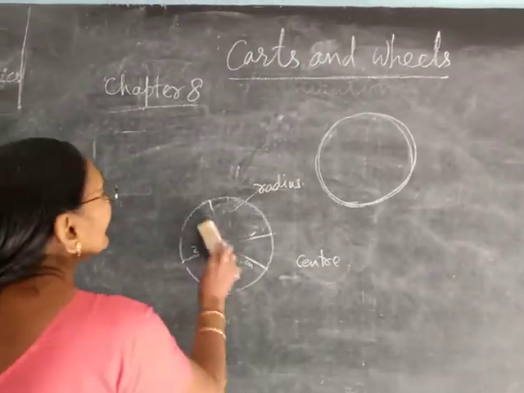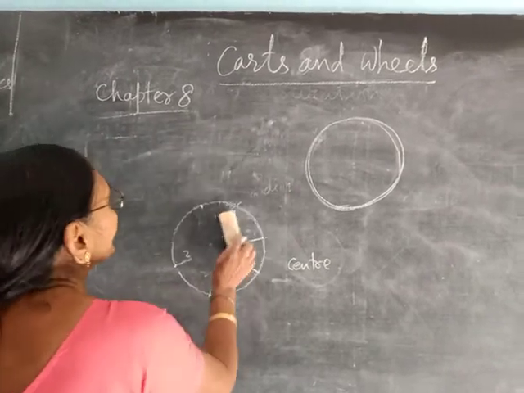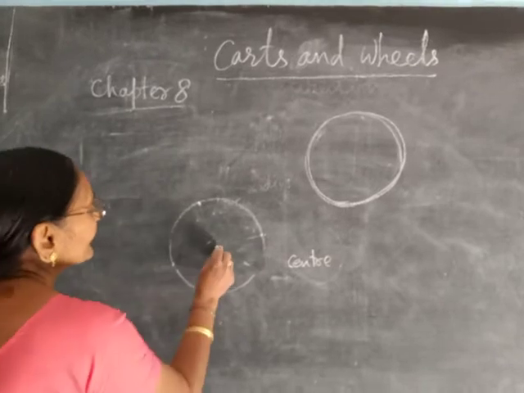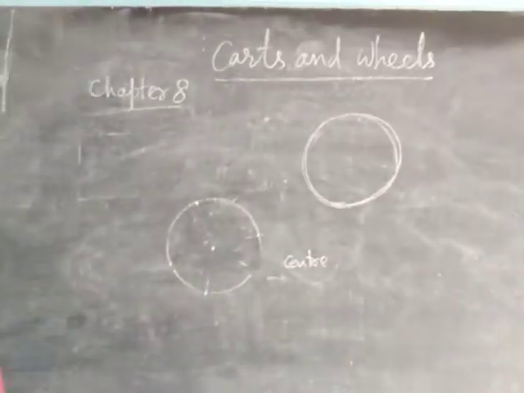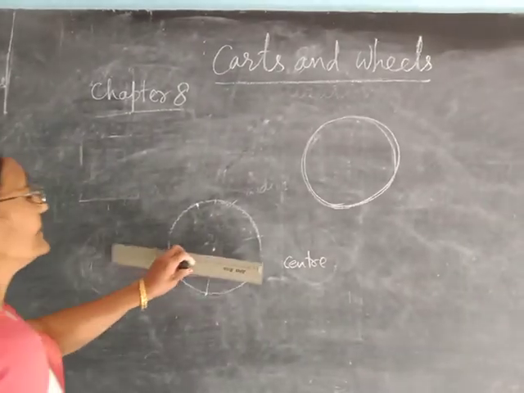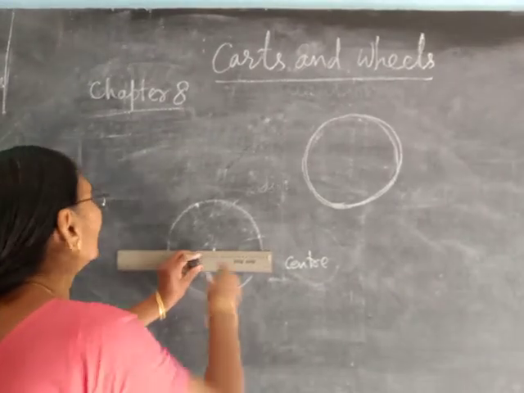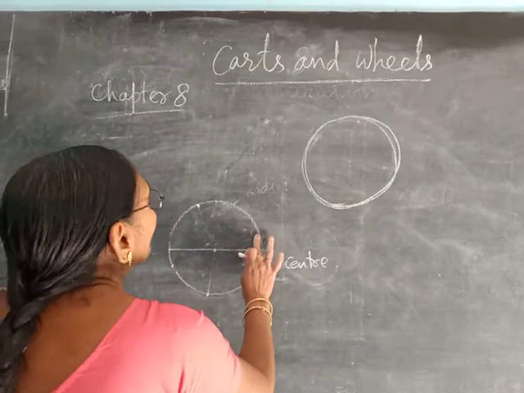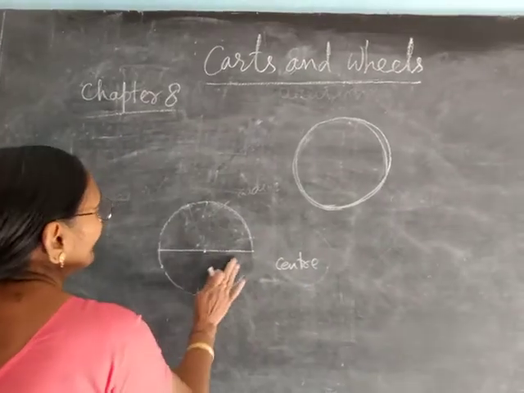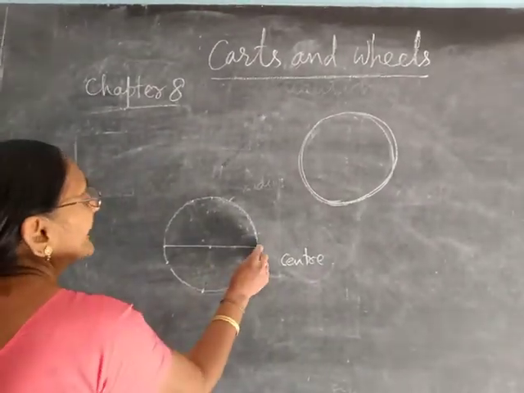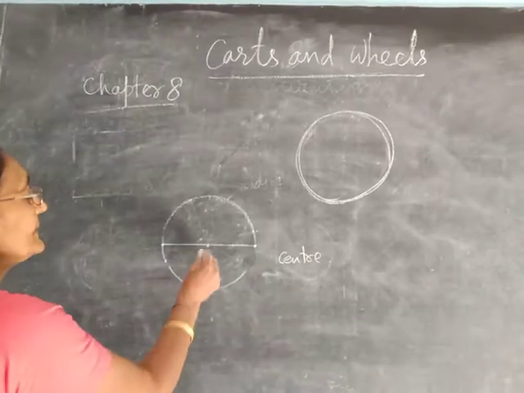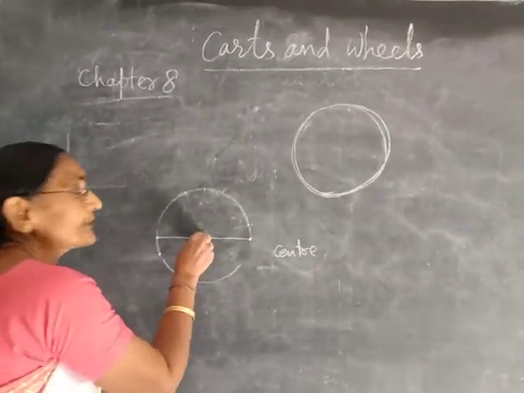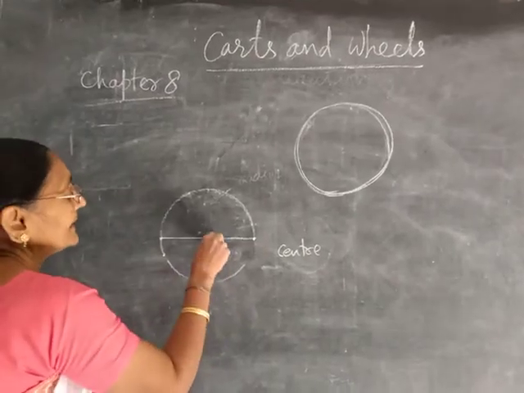Now, next, another point is there. See, from the center, you draw one line through the center, joining any 2 points of the circle, any 2 points. See, this line segment passes through the center. This line is called the diameter.